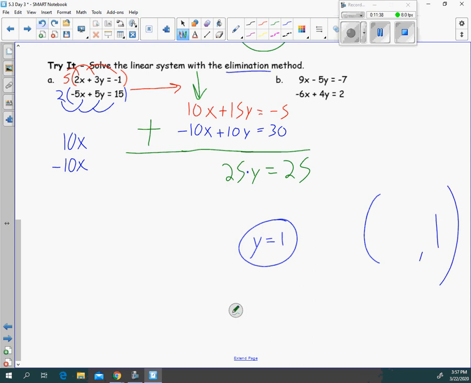And now we need to plug it back in for the y. Okay? We just pick one. You can pick that one or that one. Maybe I'll pick the top one. So if I do that, show my work over here. 2x plus 3 times y equals negative 1. But y, we know, is the number 1. 2x plus 3 equals negative 1.